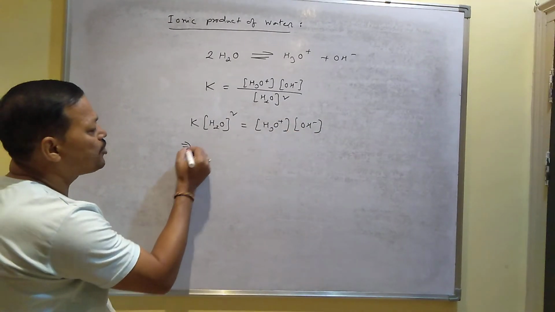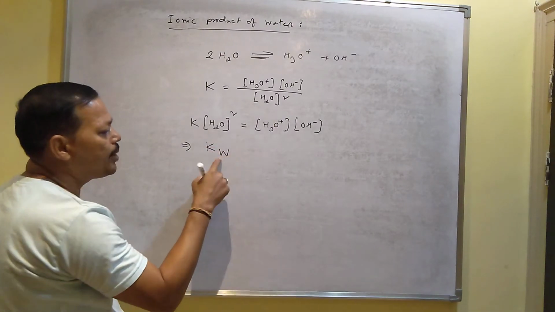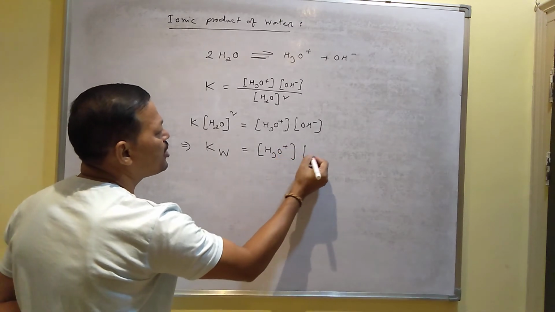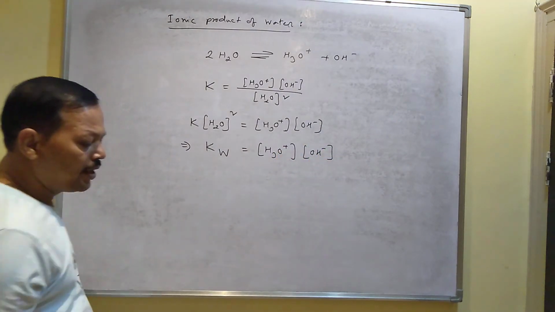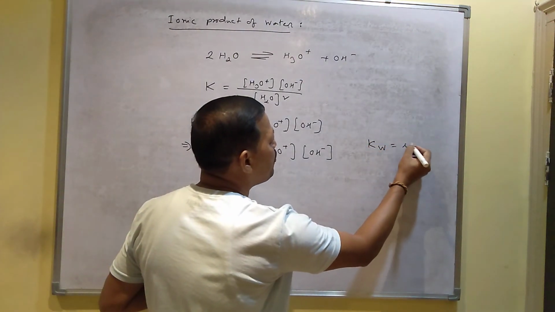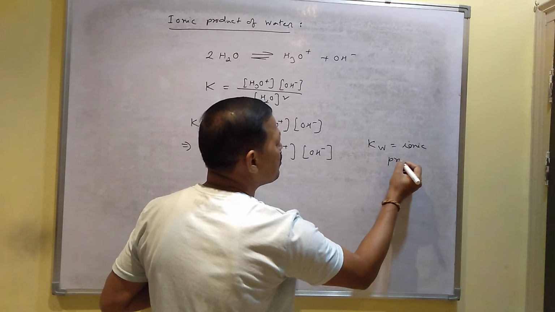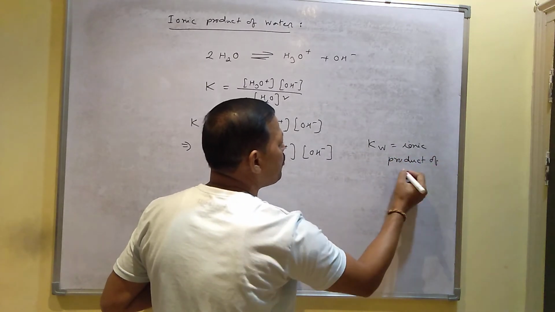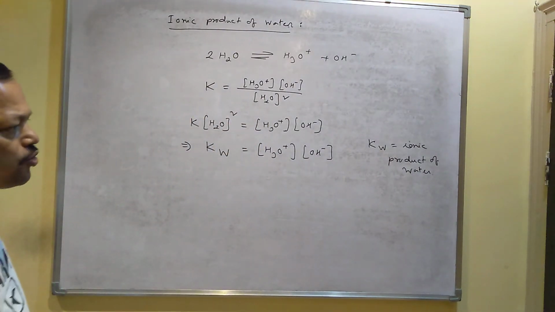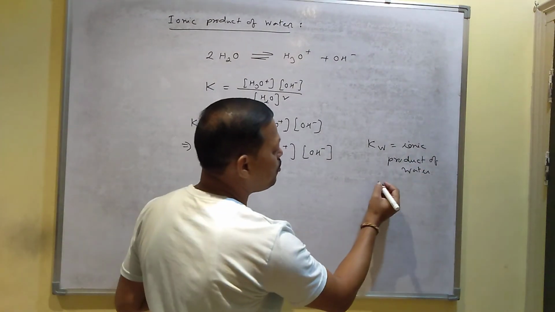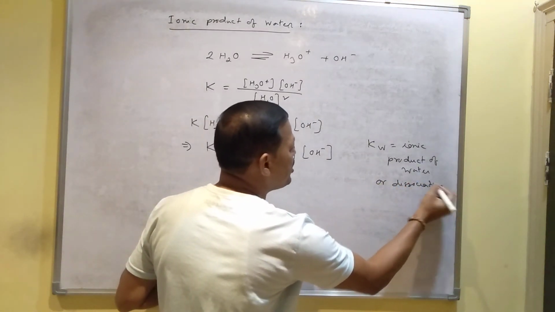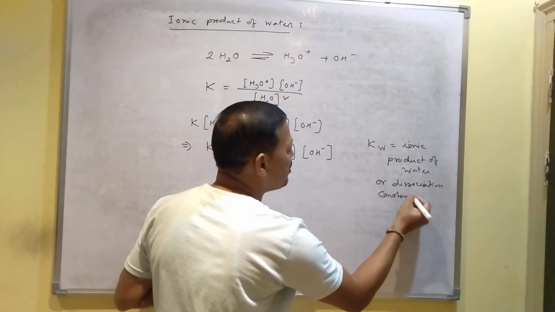And this K into [H2O] whole square, you can write as Kw, W for water. This is equal to concentration of hydronium ion into concentration of OH minus ion. This Kw is called the ionic product of water. It is also called the ionic product of water, or you can say the dissociation constant of water.